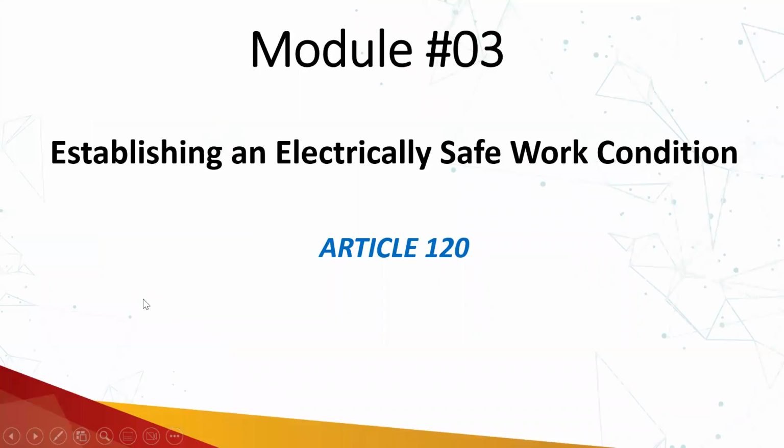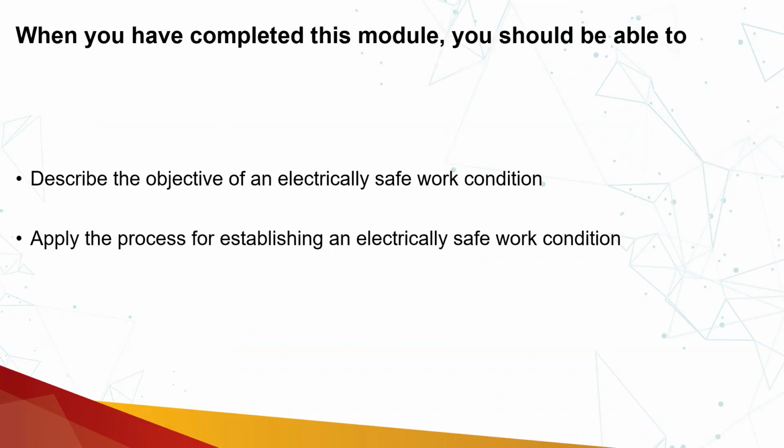Today we will start module number 3, establishing an electrical safety work condition, which is based on article number 120 of the standard. Once we have completed this module, you will be able to describe the objective of an electrically safe work condition and apply the process for establishing an electrically safe work condition. These are the two main objectives of this module.